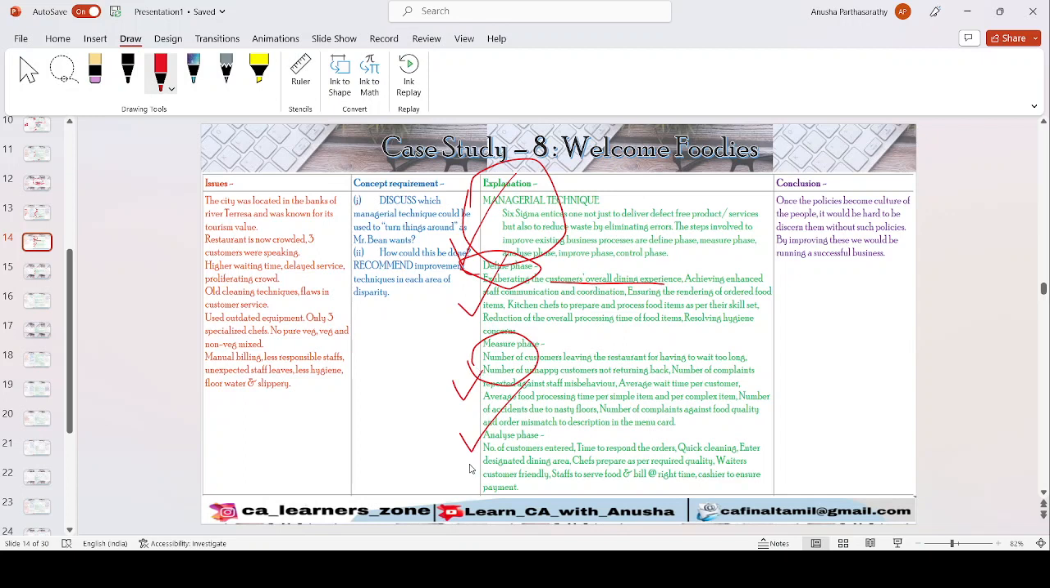Then analyze phase. I have to analyze where I am going wrong, or analyze how good a particular phase is. See, number of customers entered: assume 100. How many customers served? 60. What is my performance ratio? 60%. 40% is leading to a loss of my revenue. Right?